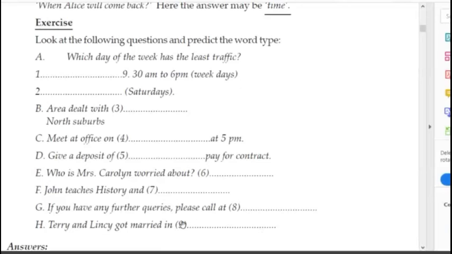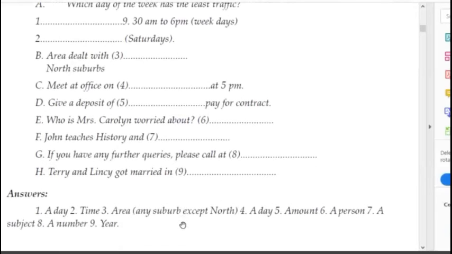Okay. So here the answers are: a day, time, area, any suburb except north. Fourth one is again a day, five an amount, six a person, seven a subject, eight a number, nine a year. So at least if you have a prediction like this, it makes your listening easier, because you are focused to listen for some specific idea. If it is a year, you are listening for a year.